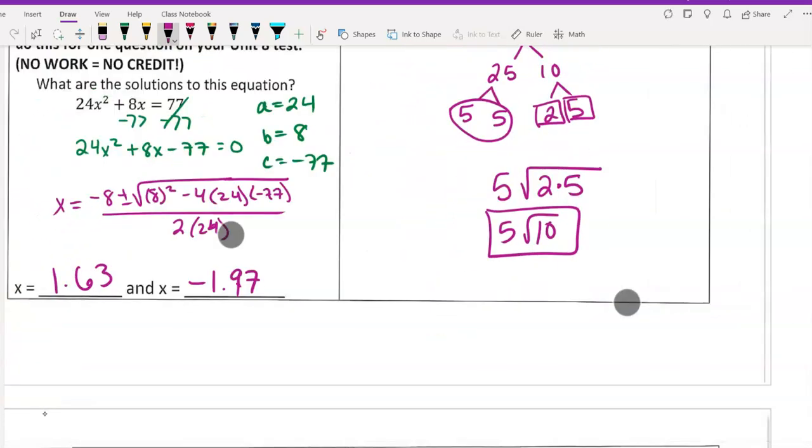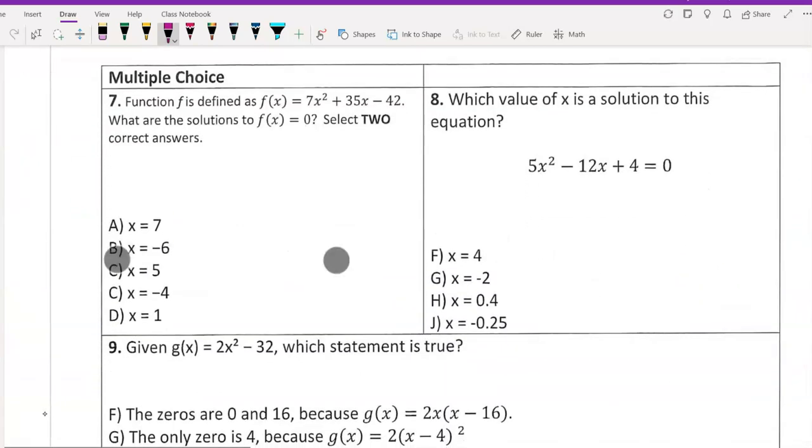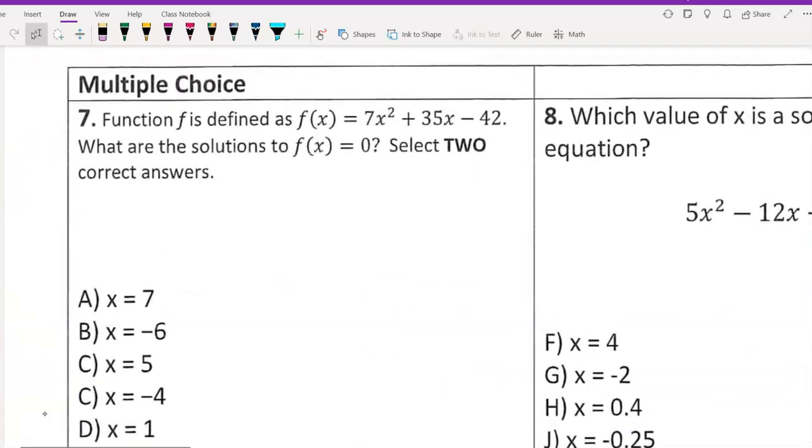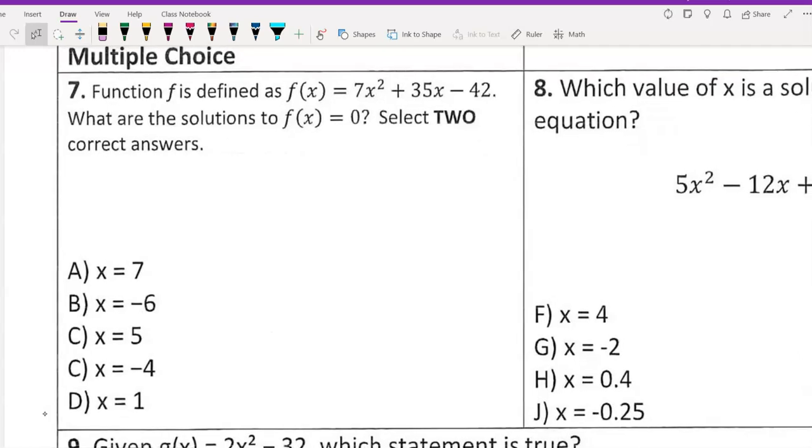All right, let's take a look at the next page. Now we have some multiple choice. It says function f is defined as f of x equals 7x squared plus 35x minus 42. What are the solutions to f of x equals 0? Select two answers. Now this is just a fancy way of saying solve for x. How do we solve for x? We can factor, we could use the quadratic formula, or we can stick it in Desmos.